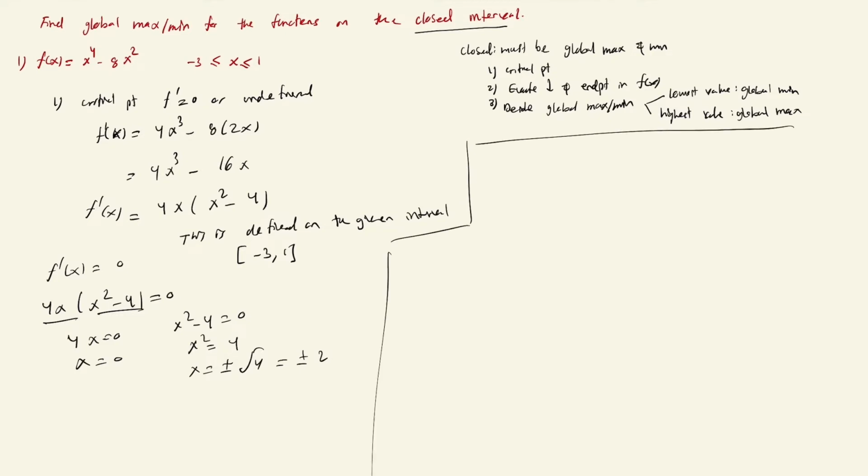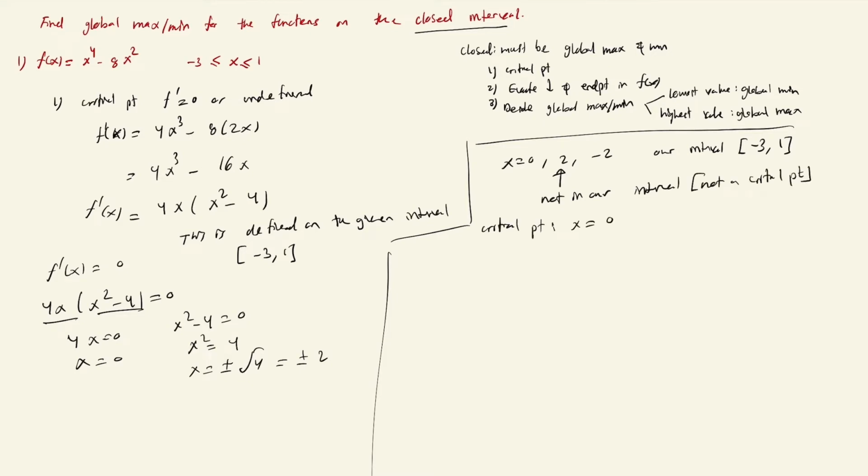Notice that not all critical points are on the interval. Plus 2 is not on the interval. Therefore, it's not a critical point. So we only have 2 critical points, 0 and minus 2. Now, we are ready to move to step number 2. We're going to evaluate our critical points, which are 0 and minus 2, and our endpoints, which are minus 3 and 1, in the given function f of x.